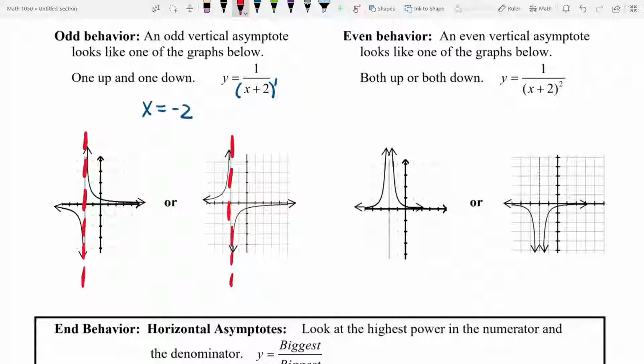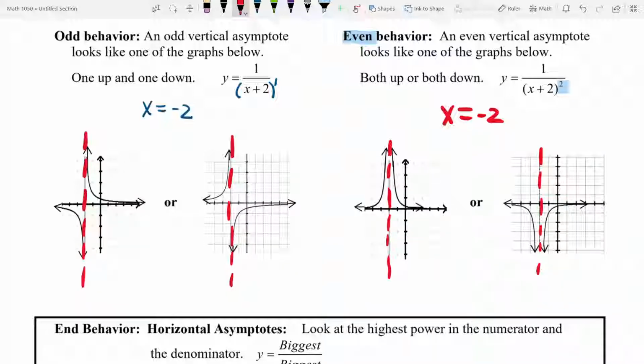Look at the other scenario. Now I have an x plus 2 to the second power. 2 is even. I still have an asymptote, you guys, at x equals negative 2. If I set x plus 2 equal to 0, I get a negative 2. So dash that in.